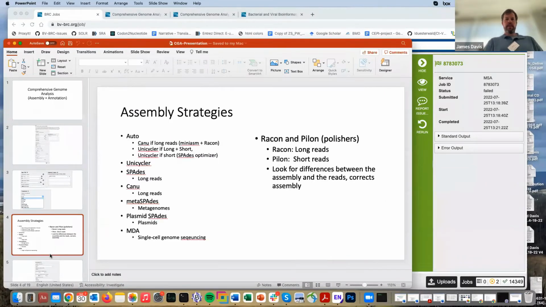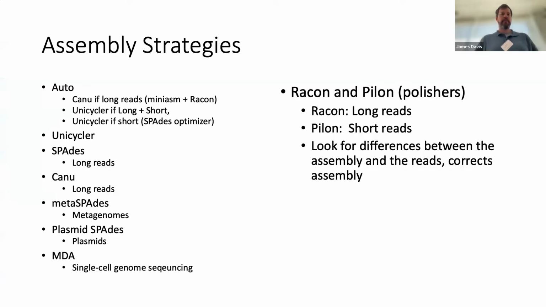So while that's cooking, I don't know if it'll finish in time because we're all hitting the website at once. There's a few things that I should show you about what's happening under the hood. So on an assembly job, the auto recipe will run Canu with miniasm and Racon, or Unicycler if it's long plus short, or Unicycler if it's short, which has a SPAdes optimizer.